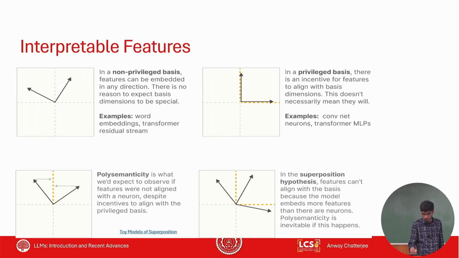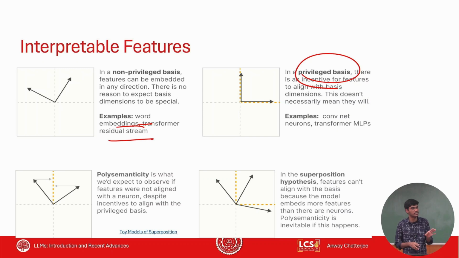So there is this concept of privileged basis. What privileged basis basically does is incentivize the features to align with the basis dimension. The normal basis which we see in word embeddings or the transformer residual stream, there is no explicit incentive for the features to be aligned with the basis. They can be different, like this can be your basis and these are your features, they may not be aligned. But privileged basis explicitly kind of guarantees that the feature will be aligned to the basis vector, and this is what happens in transformer MLPs and also in convolutional neurons.